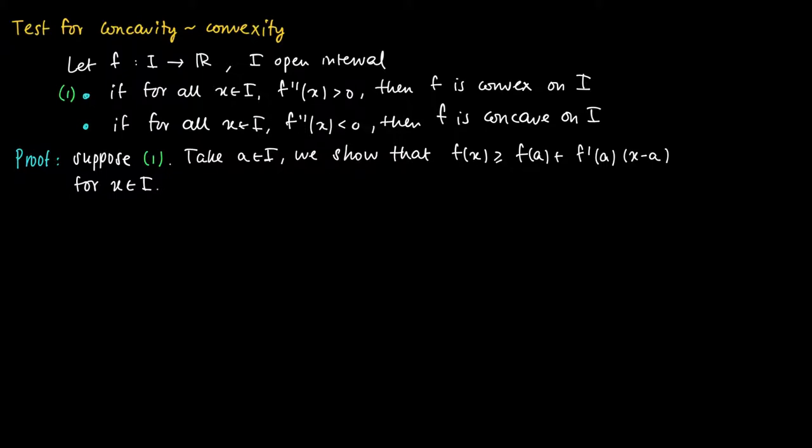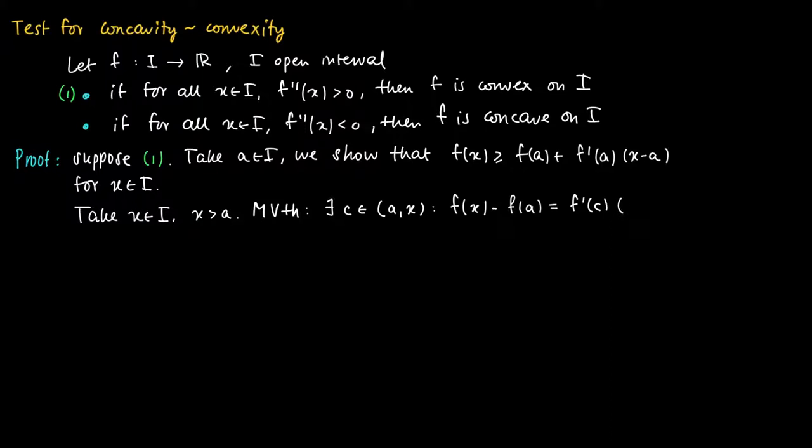Okay, take an x in I, and suppose that x is larger than a. Now, this is the first case, and in case x is smaller than a, we'll do something alike. Now, we may apply the mean value theorem on the interval (a, x). So there should be a c in (a, x) such that f(x) minus f(a) equals f prime(c) times (x minus a), or the difference of f(x) and f(a) equals the derivative in some point c in between x and a times (x minus a).